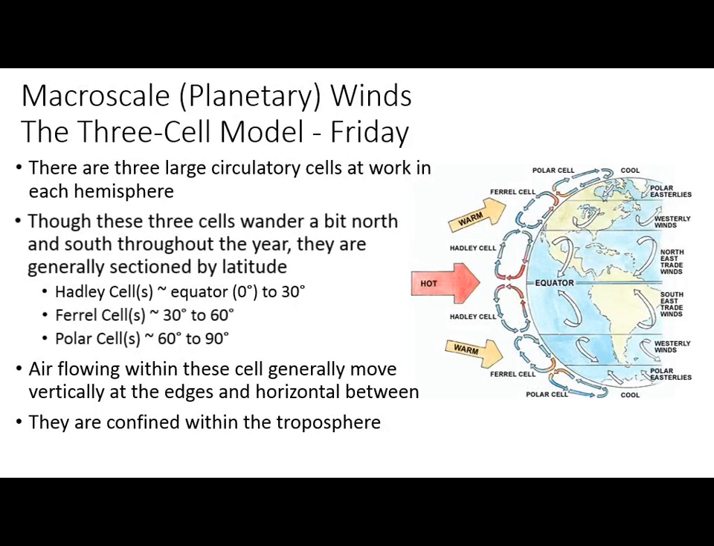So we're going to finish off talking about global winds now. I have a little video to help put this in perspective. Do you see the three segments that I was showing on here the other day? We have one cell here, another cell here, and another cell here. And basically you have a mirror image of cells down in each hemisphere. So that's how that goes.